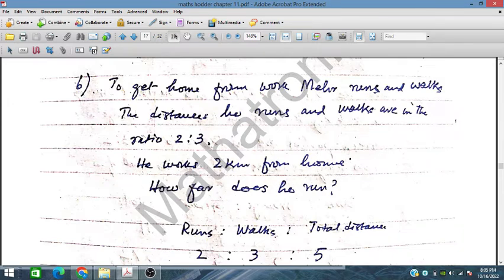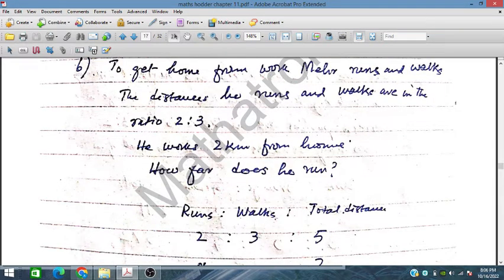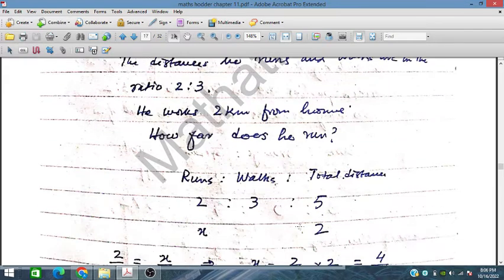So for this 2 kilometers he runs some distance, and then he walks. So this is 800 meters and 1200 meters, 1.2 kilometers. It's very simple, but we will perform it. Running and walking are in the ratio of 2 to 3, so the total is 5. This is x. This is 2 kilometers total distance.